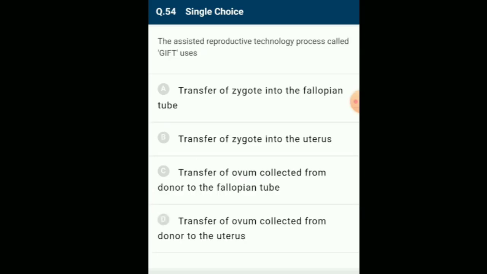Question number 54. The assisted reproductive technology process called GIFT uses. GIFT stands for gamete intrafallopian tube transfer. It is an assisted reproductive technology used in females who cannot produce an ovum but are capable of providing the necessary conditions for fertilization and implantation. In this technique, the ovum is collected from the donor female and it is transported to the fallopian tube of the mother. So the answer for this question is option C, transfer of ovum collected from donor to the fallopian tube.